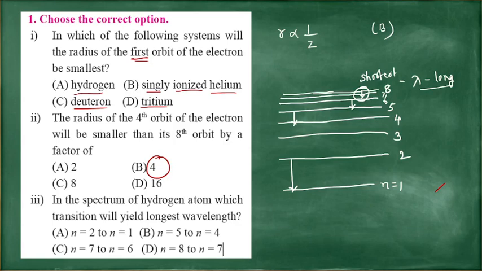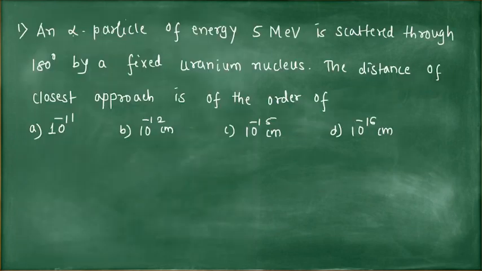The next one is similar to NEET MCQs. An alpha particle of energy 5 mega electron volt is scattered through 180 degrees by a fixed uranium nucleus. The distance of closest approach is of the order of: 10 raised to minus 11, 10 raised to minus 12, 10 raised to minus 15, and 10 raised to minus 16 centimeter.